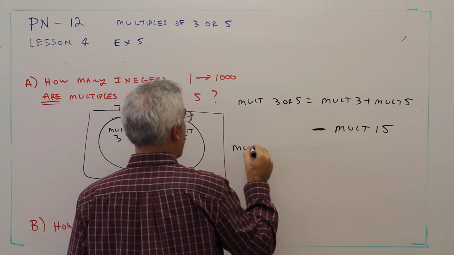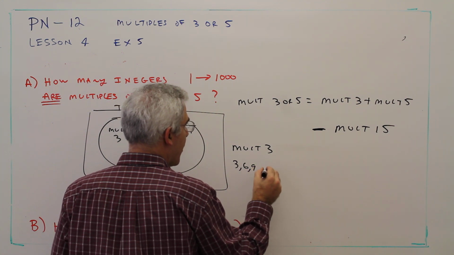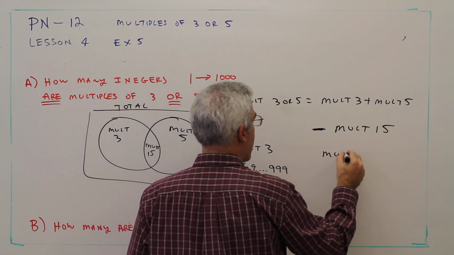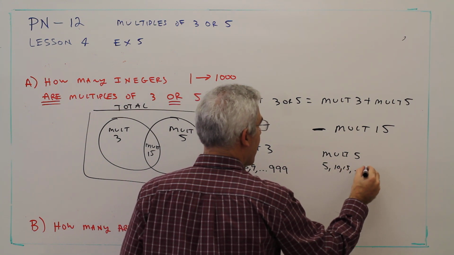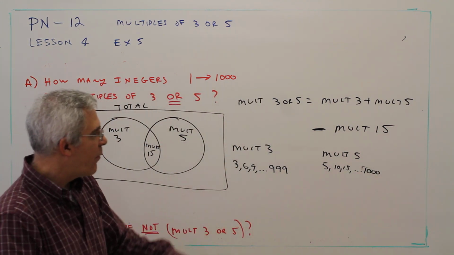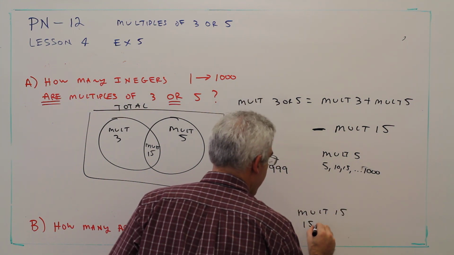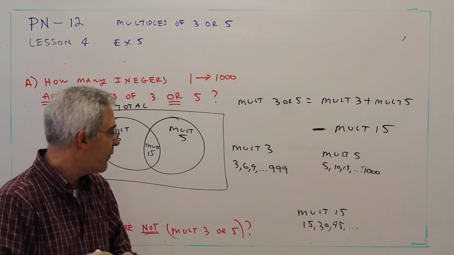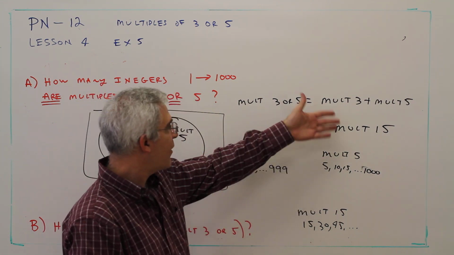For multiples of 3, I know it goes 3, 6, 9, all the way up to 999. For multiples of 5, I know it goes 5, 10, 15, all the way up to 1,000. For multiples of 15, I know it goes 15, 30, 45, all the way up to, I'll use my calculator to find out where it ends. Okay, so all I've got to do is find out this, this, this, and add and subtract, and I'm done.